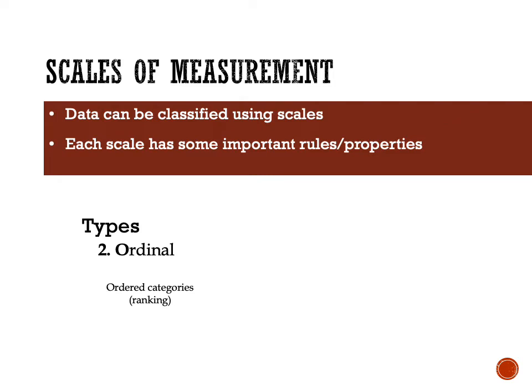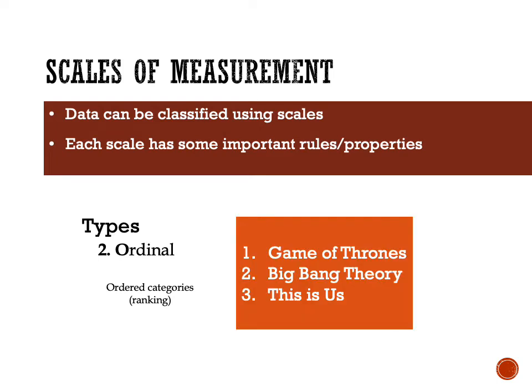Ordinal data is data that can be ranked or ordered, but there's no true distance between the numbers. For example, if I asked you to rank your top 3 favorite TV shows in order, the distance between 1 and 2 might not be the same as the distance between 2 and 3. So ordinal data do have a meaningful order. 1 is better than 2, 2 is better than 3, but the difference between the data points is not meaningful.